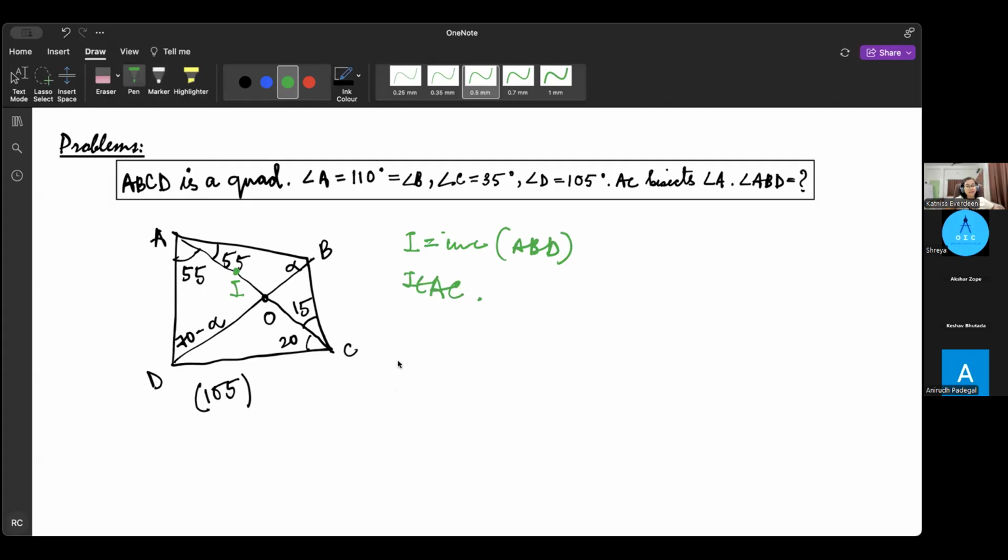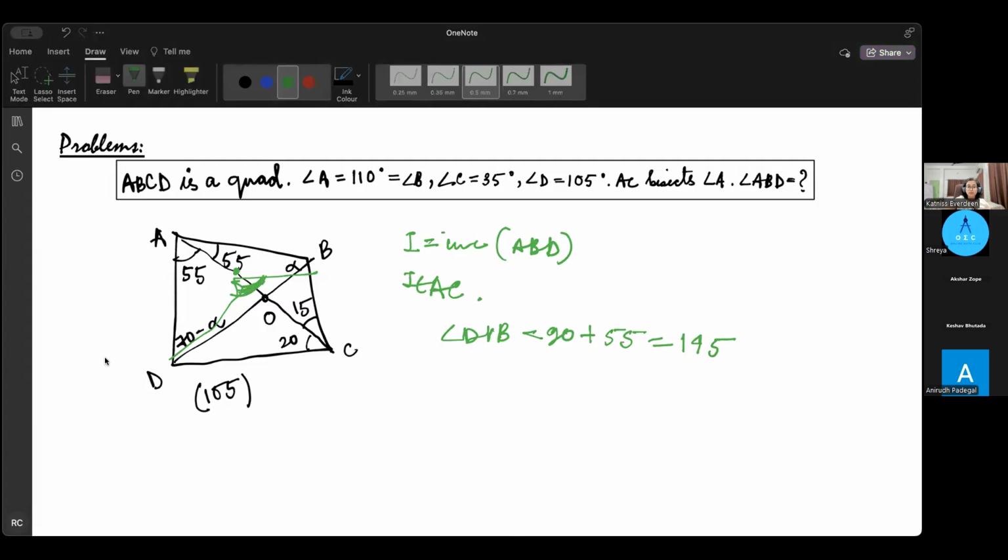And we want to find DIB first of all. So what is DIB? DIB is 90 plus 55, so that is 145. That is the first hint. Do you see something? This angle is 145. Do you see any other angle that will form a cyclic quadrilateral?